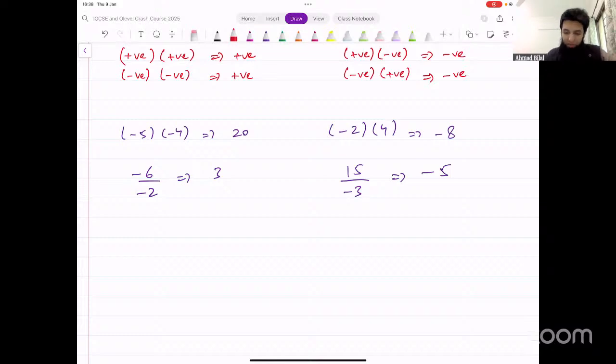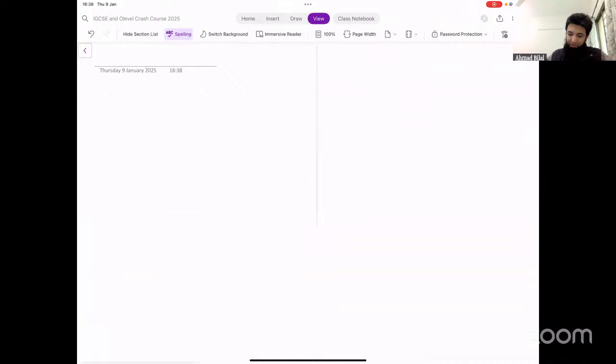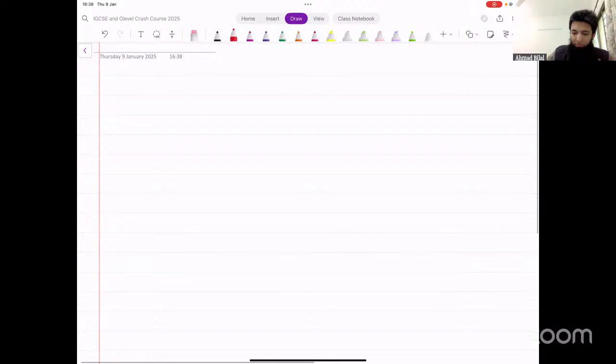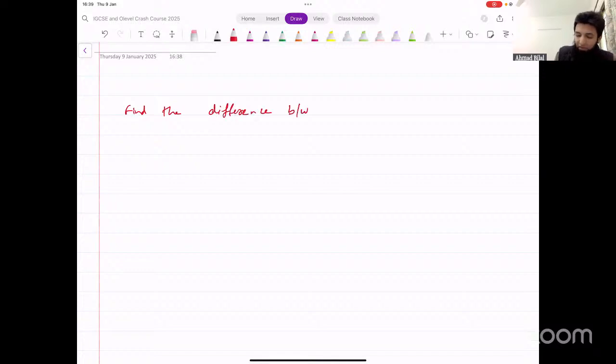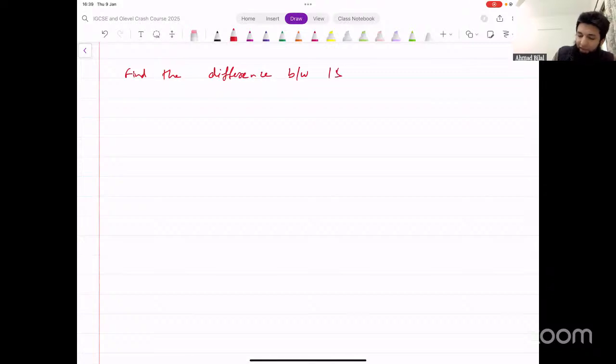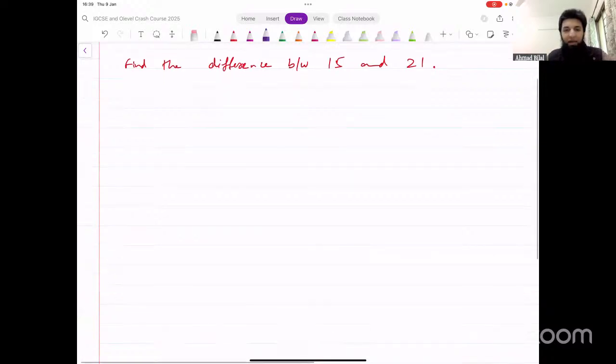Okay. Now, another type of problem that you often see, if you have attempted the worksheet, you would have seen problems like these, for instance, where they talk about the difference between two numbers. So sometimes they would say something like this: find the difference between, let's say, 15 and 21. Find the difference between 15 and 21. Now, what is this going to be? Difference between 15 and 21.